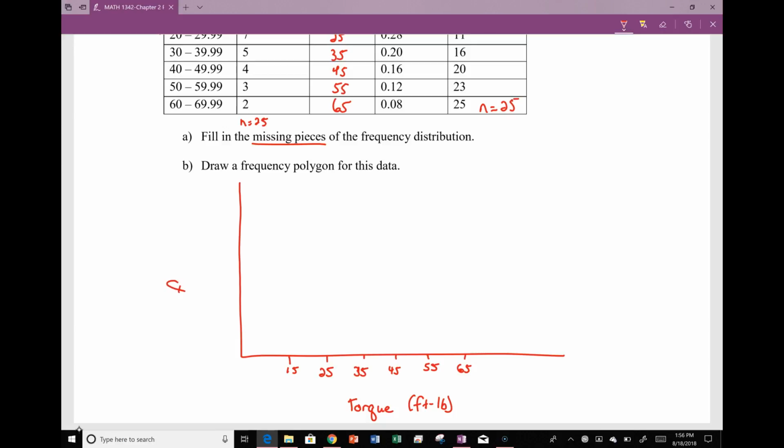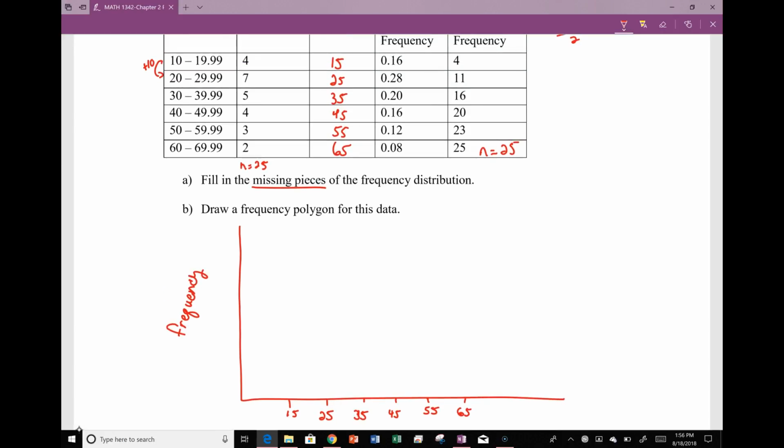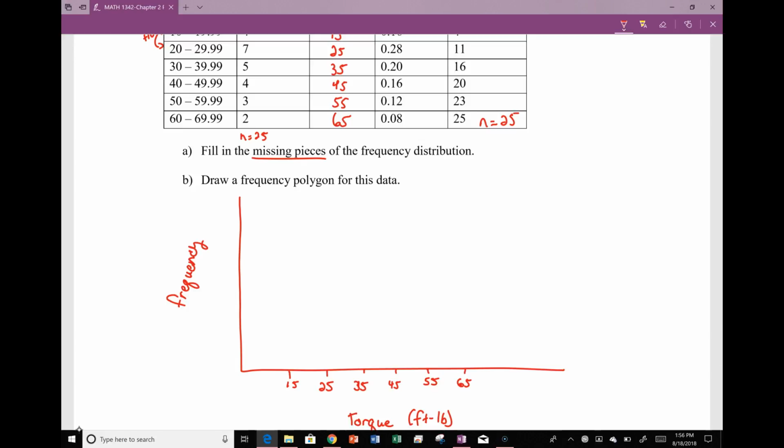Then we're going to have the frequency along our vertical axis. And we go anywhere from 0 up to 7 as our total. So 1, 2, 3, 4, 5. Whoa, can't skip that far. They need to be approximately evenly spaced. 4, 5, 6, 7. So I'm trying to get them approximately evenly spaced. So here's 1, there's 2, 3, 4, 5, 6, 7.